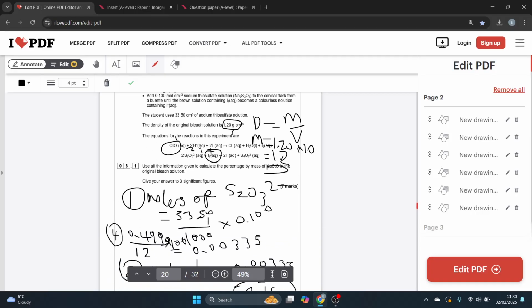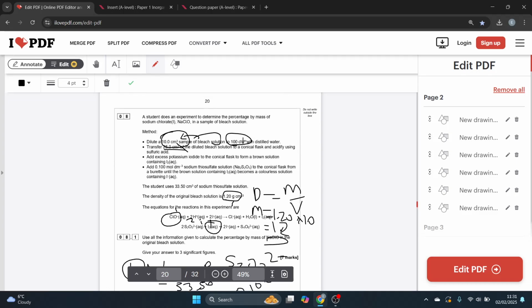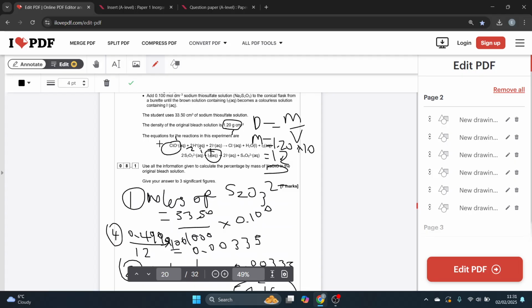Just a lot of steps. You need to use moles, concentration, volume. You need to use moles, mass over MR. You need to use density, mass over volume. You need to be able to rearrange those three. You also need to highlight the key information, understand which volumes are for which. And this is a question that's giving you the equations. A lot of them, they don't even give you the equations.